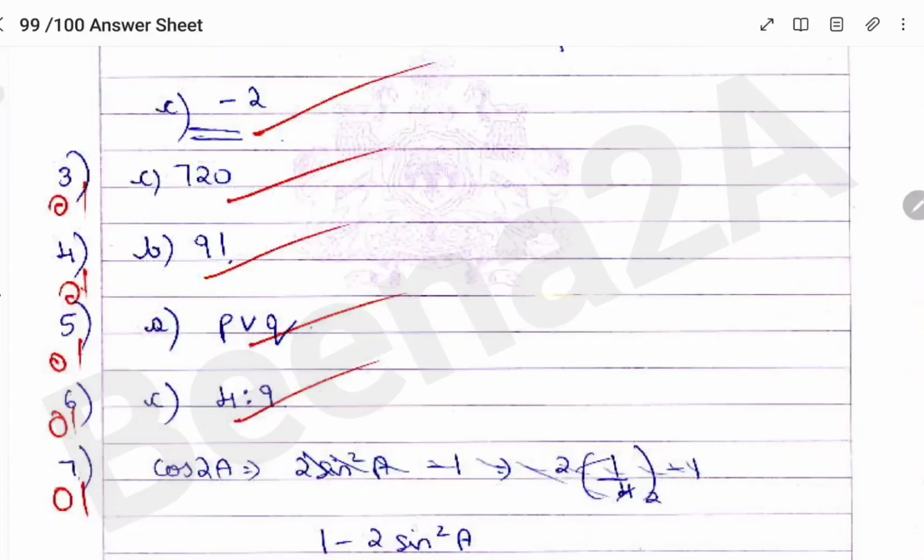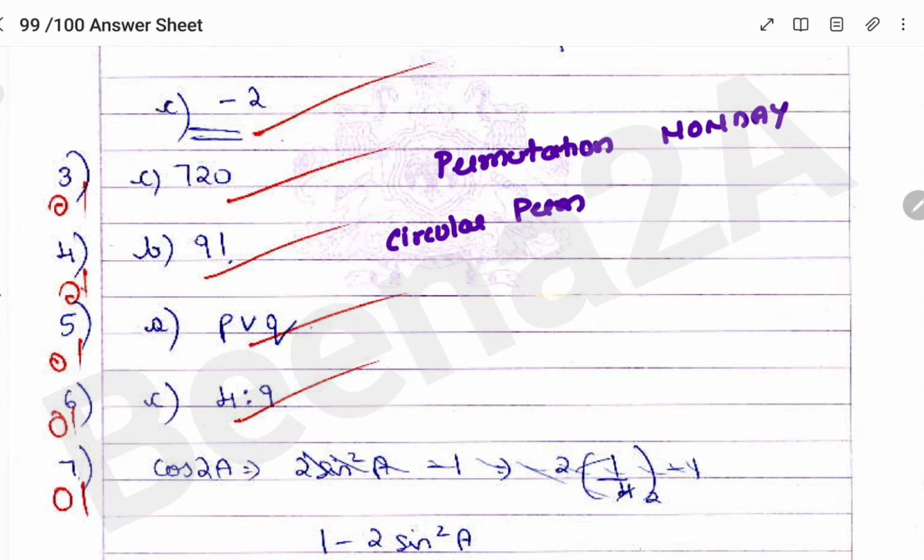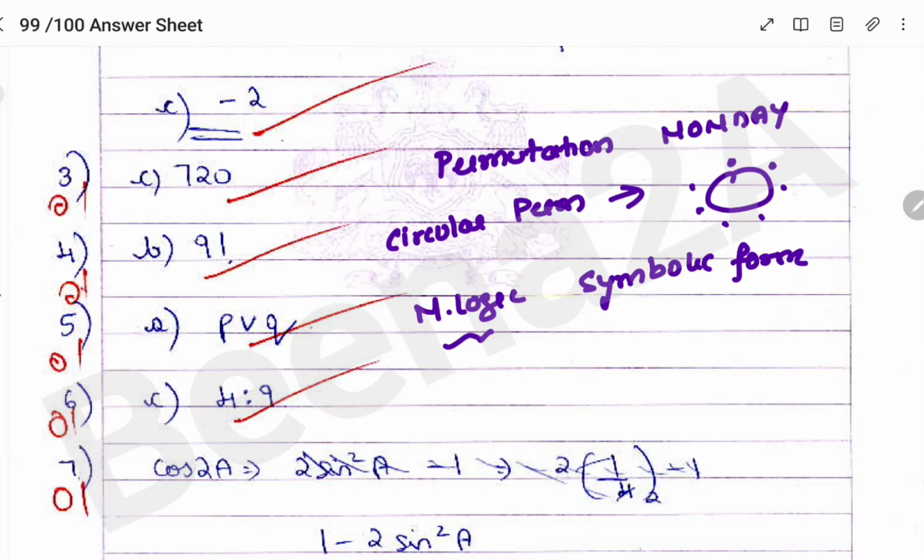Then the third one is related to permutations. Find the number of arrangements in the word Monday. Then you have to find circular permutation. This is related to circular permutations, number of people seated around a table, right? And then you have mathematical logic. You have to write it in symbolic form. Then you have to find the duplicate ratio of 2:3.